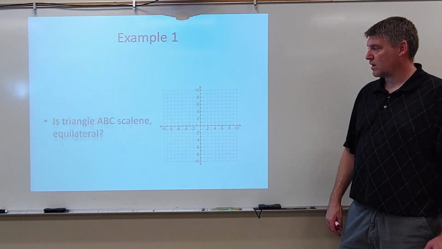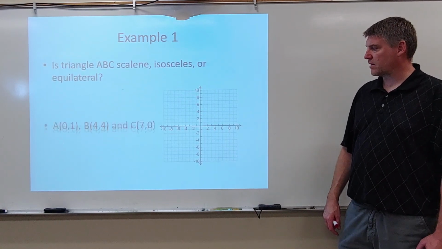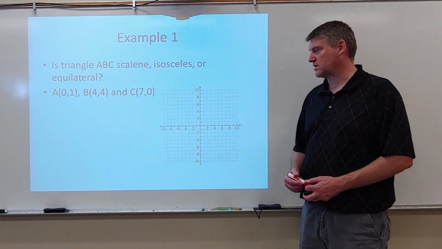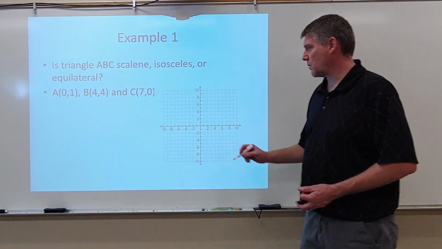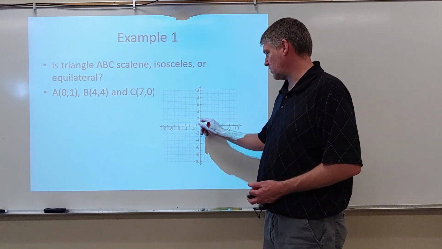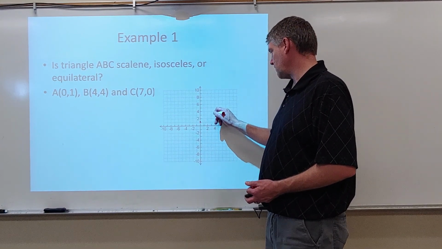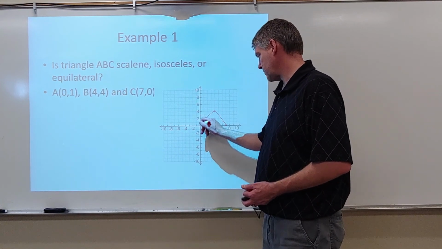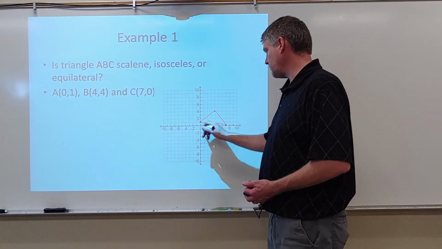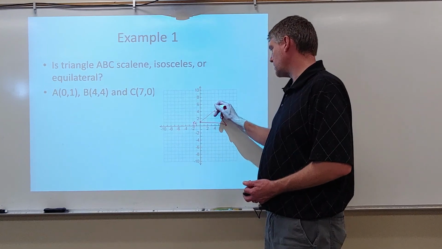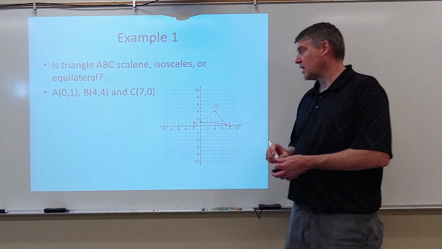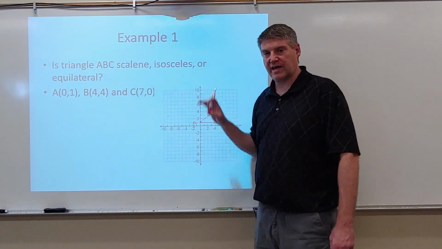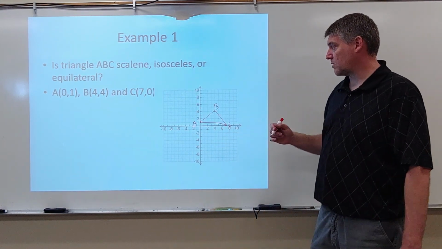Okay, so is triangle ABC scalene, isosceles, or equilateral? So I'm going to go up here and I'm going to graph it: 0, 1, 4, 4, and 7, 0. Okay, so this is A, B, C. Because this is talking about sides, I'm going to use the distance formula here.